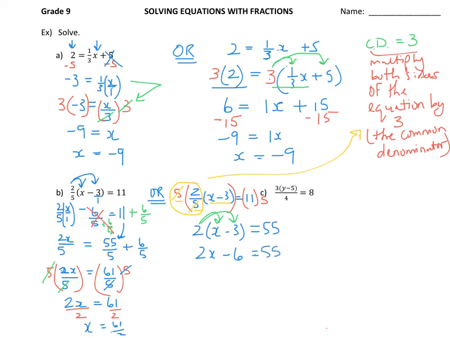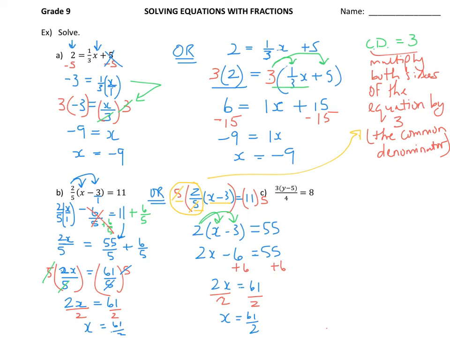I'm going to add 6 to both sides. And then from there we're left with 2x being equal to 61. And then divide both sides by 2. That's supposed to be a 2 there. And we get x equals 61/2, which is the same solution as we got with the other method. But I think the second method's a little bit easier because I don't have so much work with fractions.